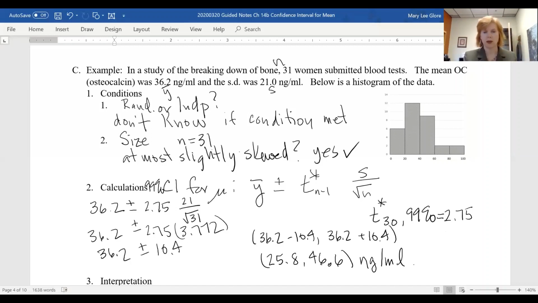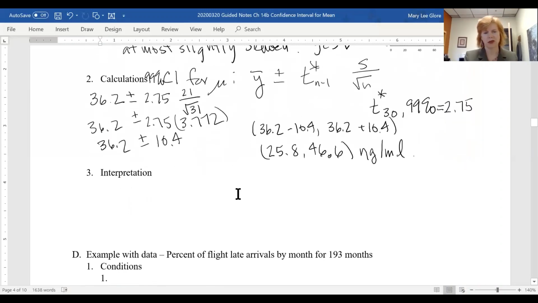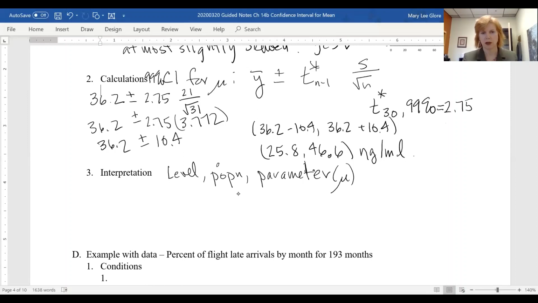So what's the interpretation? All right, so again, we're going to mention 2 or 3 things. I have to mention my confidence level and the population and the parameter. All right, the parameter here is mu, the mean. The population, let's say this is all similar women, because I've got these 31 women. I don't know what they look like. So we'll say women like them. And then the level of confidence, we said this was 99%.